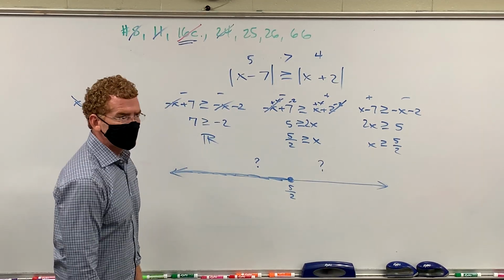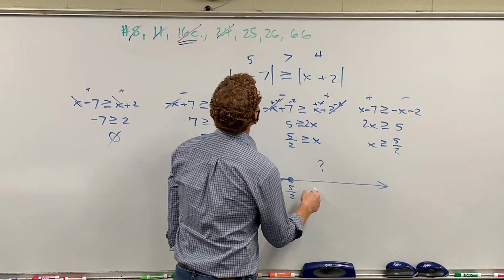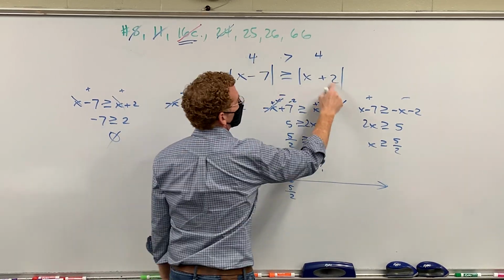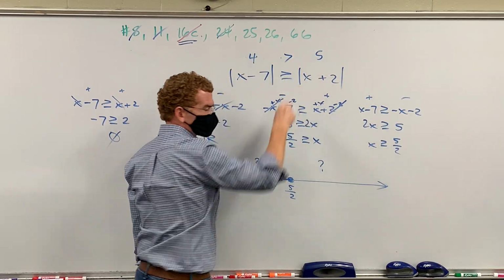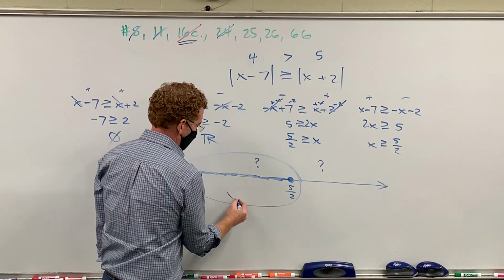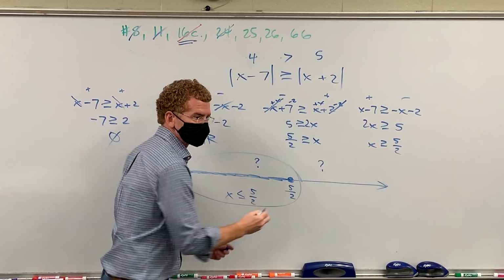Are you with me? Let me plug a 3 in here. If I plug a 3 in here, I get negative 4 absolute value. Here I get a 5. Is that true? No. So my final answer is everything smaller than or equal to 5/2.